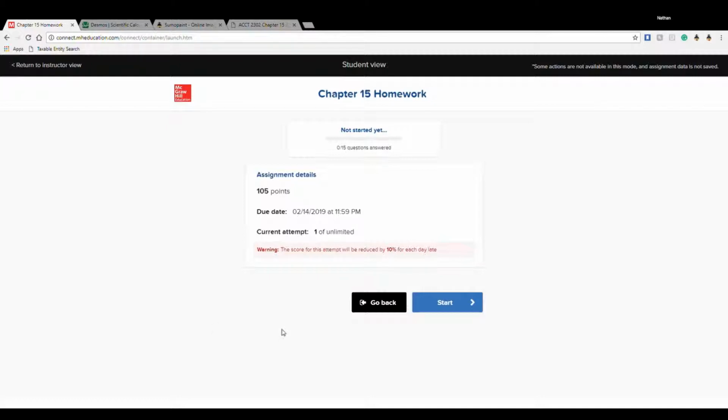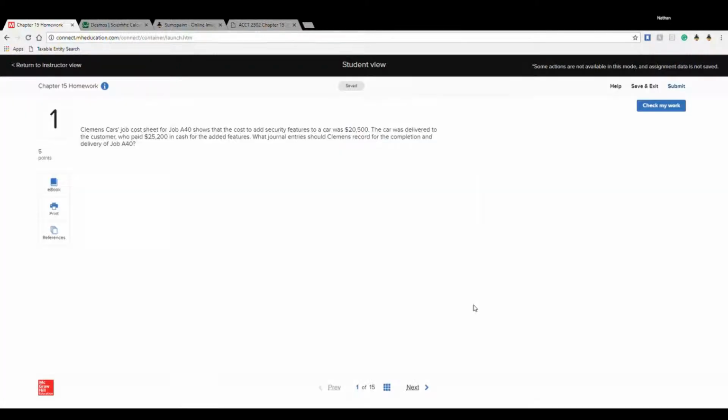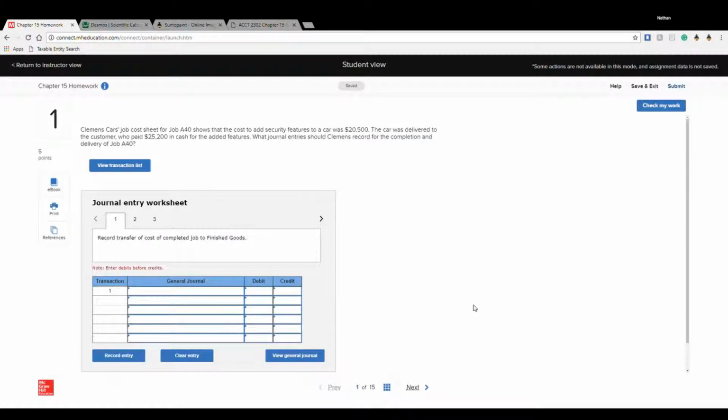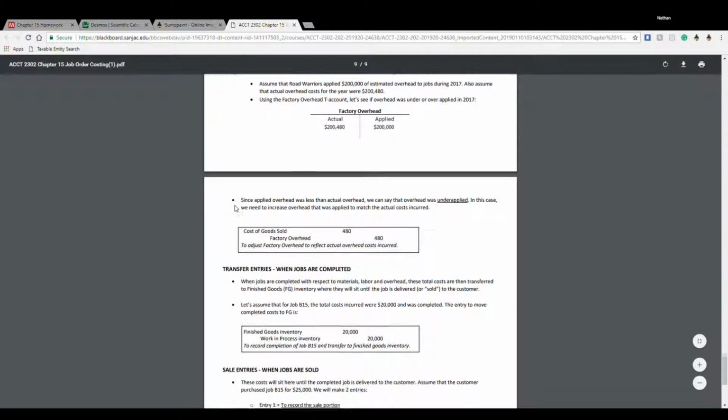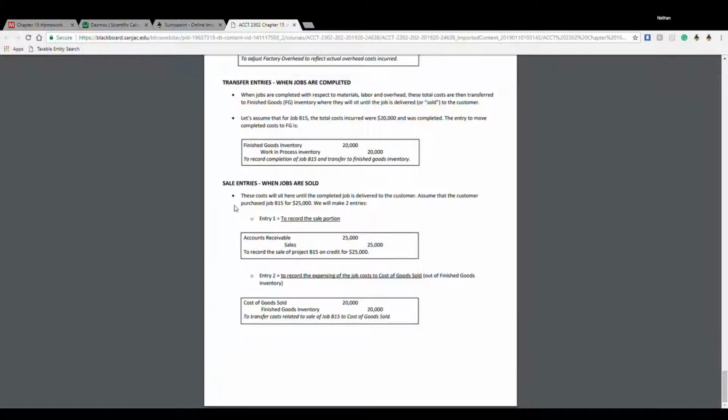Starting off, you either want to go through Blackboard or through the Connect site to access Chapter 15. Once you access this, we're going to start immediately with the first question. Chapter 15 is all about journal entries. We love them. So you want to have your notes handy, as the notes themselves give these journal entries, so I can look through them to get the correct amounts.